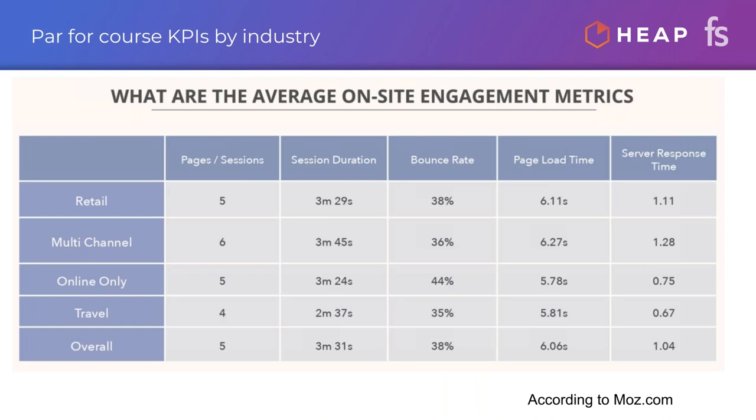And then on the next slide, I talk about session duration. These are the average on-site engagement metrics across different channels. I want to focus on the retail channel. What's really interesting is people are looking at 5 different pages on average when they come to your site. They're not really bouncing on the first page, which is definitely good to see. On average, they're spending 3.5 minutes on your site, clicking across different pages.